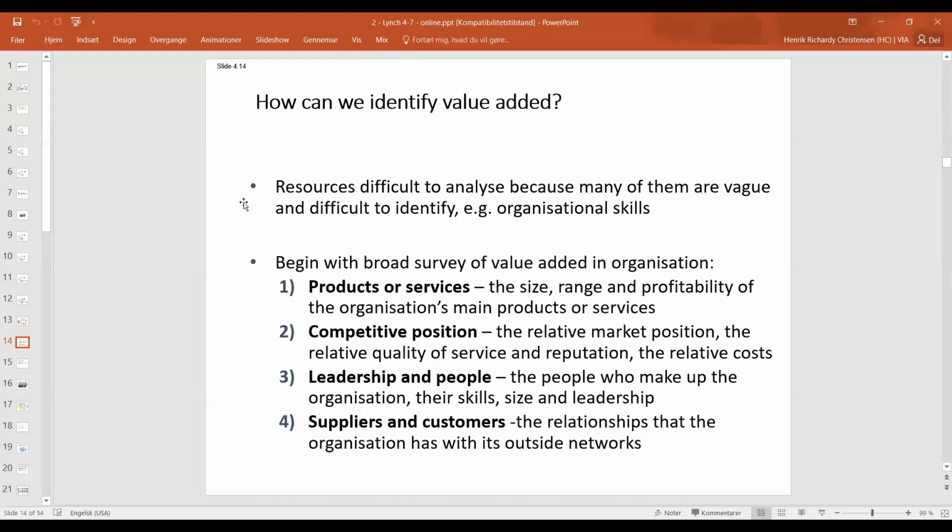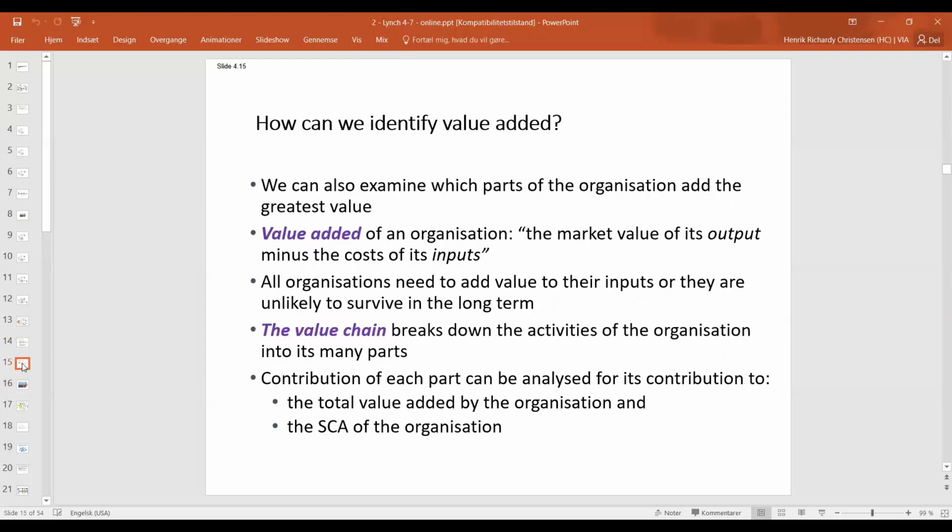But of course, as he also says up here, resources are quite difficult to analyze because many of them are hard to identify specifically. And he also mentions skills and competences. So what we need to do is start looking into it, investigate, and try to understand what it is. And again, how do we then identify value added?